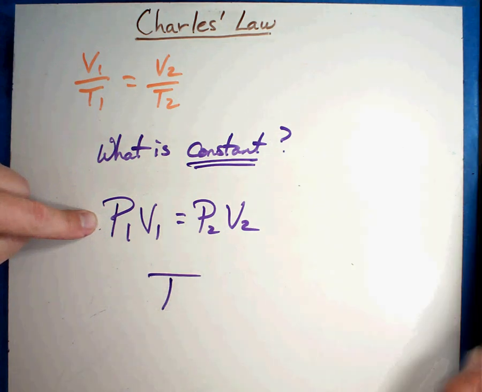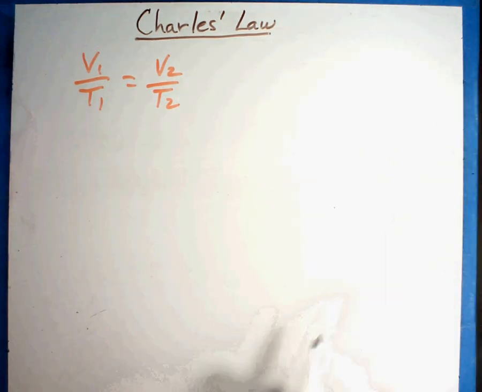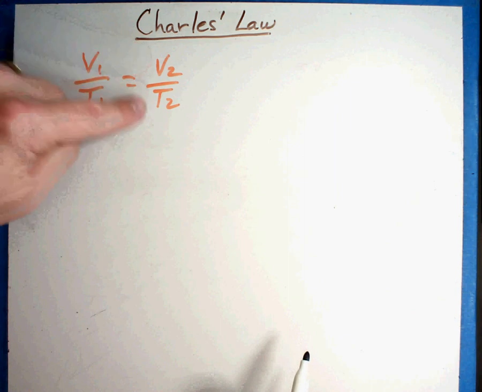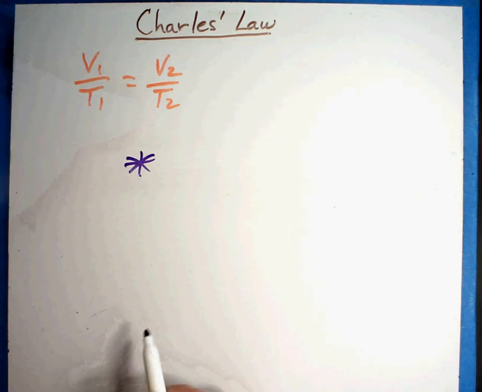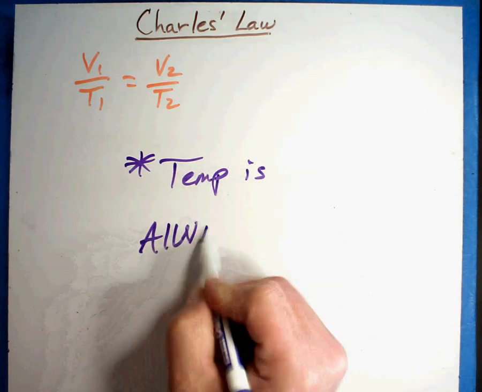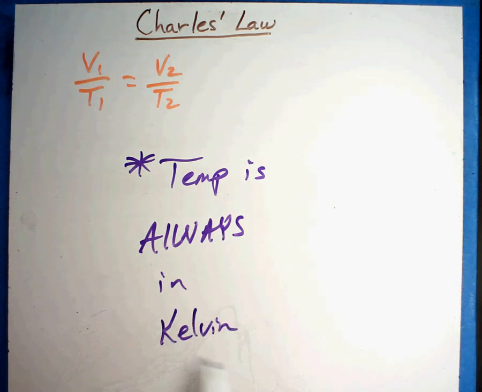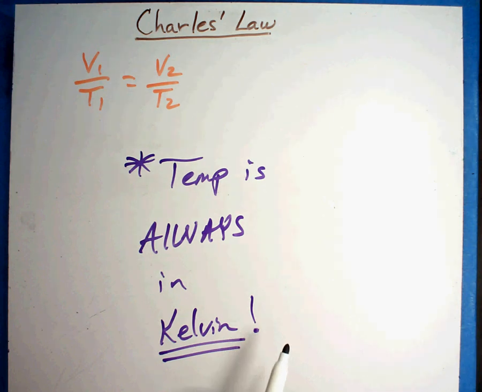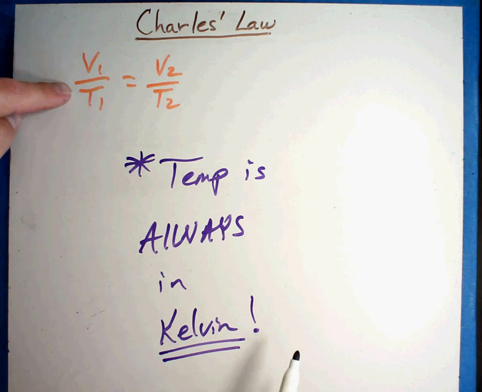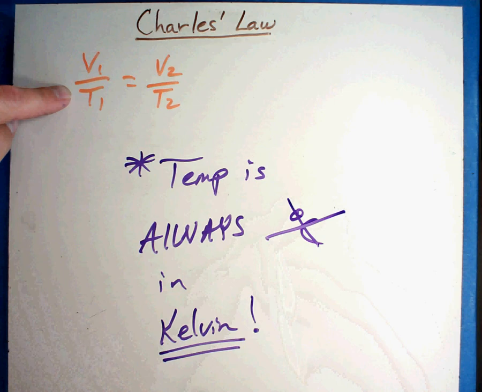So when we work these problems, you're going to find it's going to look like similar math, but the law is very different. V1 over T1 equals V2 over T2. First thing you need to put a star. Temperature is always in Kelvin. Make sure you get that down. Temperature is always in Kelvin. A couple of days ago, we talked about the Kelvin scale. I'll walk through it again here in a second. But if you work a problem in Charles's Law and you use degrees Celsius, it will always be wrong.